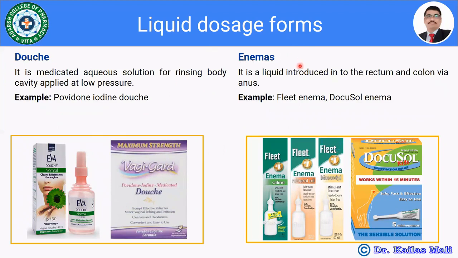Enemas. Enemas are the liquids which are introduced into the rectum and colon via the anus. For example, Fleet enema and Docusol enema. So here, these are the marketed preparations of the enema.